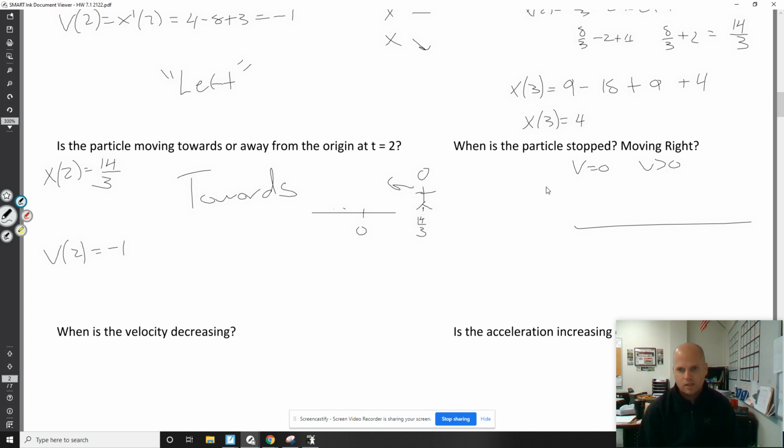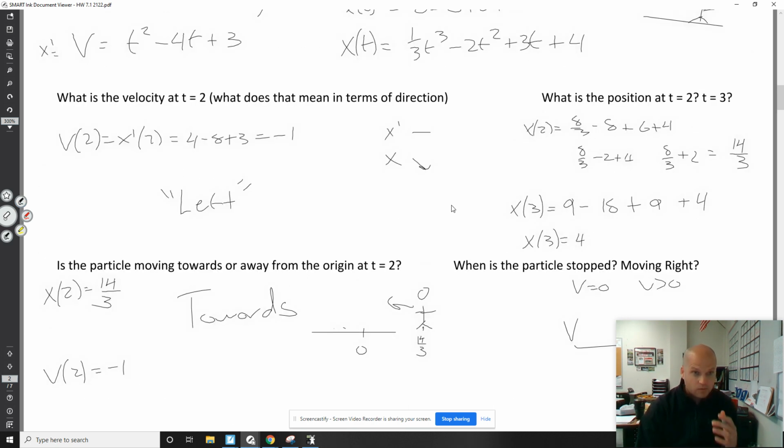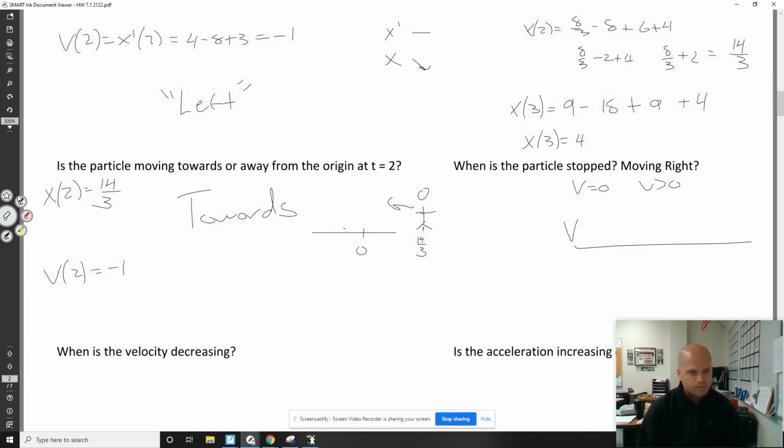It's just like what we did in the past. Like you're taking the derivative, you're setting it equal to 0. It's not V's derivative, though. I want V's sign analysis. It's the derivative of x, it's x prime. X prime set equal to 0. It's easy to just think I need to look at V's signs. So set V equal to 0. V's equation I found was t squared minus 4t plus 3.